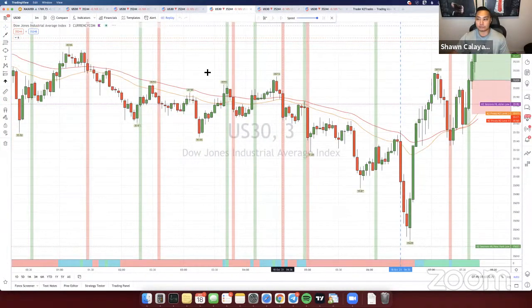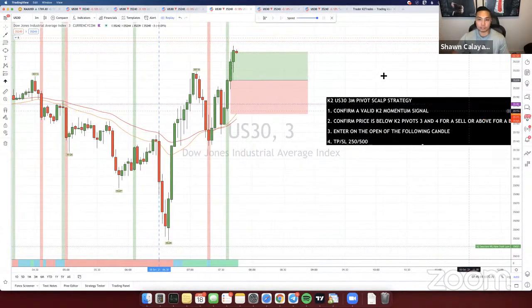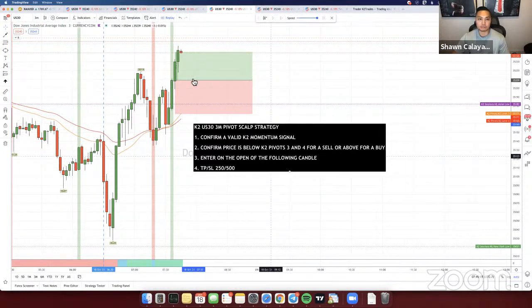So this is the one that Maddie's referring to. If you're here in the Zoom and you see what Maddie's looking at, Maddie just confirmed the 3-minute was still running. I think Maddie caught this right here. So he caught this for a buy.